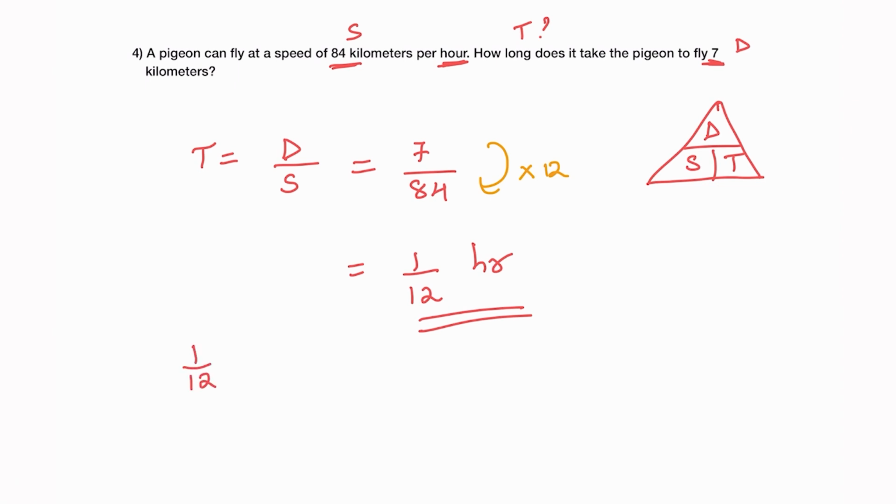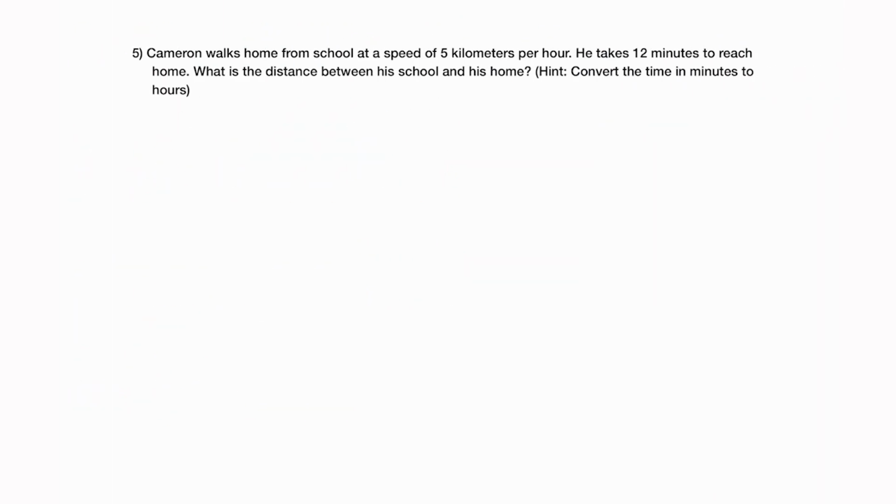So 1/12 of an hour. Hour is how many minutes? 60 minutes, right? So we say times 1 and times 5. So this is basically 5 minutes. Wow, the pigeon can reach 7 kilometers in 5 minutes. Good. Ready for the next?